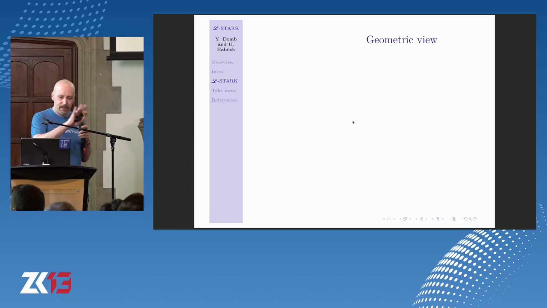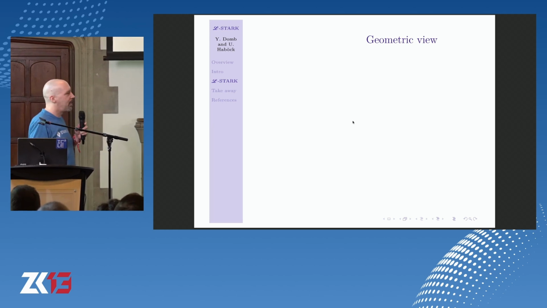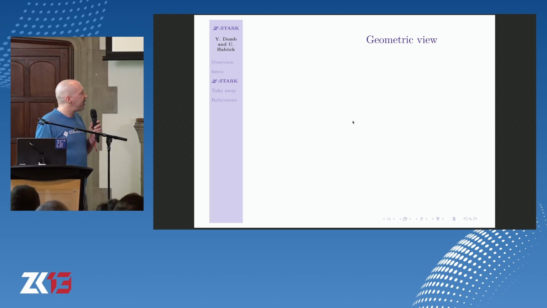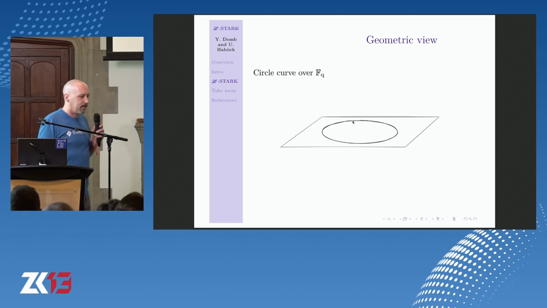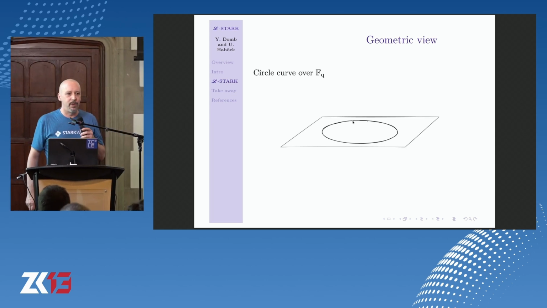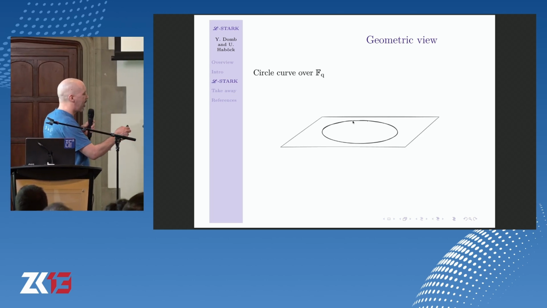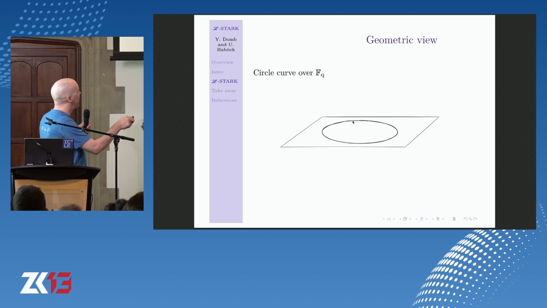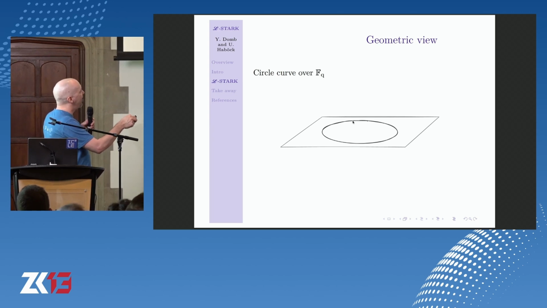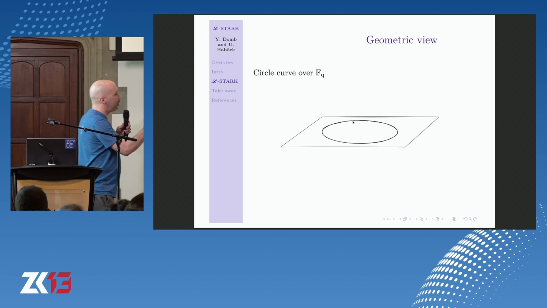But okay, forget about this for a second. The geometric view. So let's go back to the circle. That's how it looks over M31. In the plane, it's a planar affine curve. We can touch it. We know how it works.